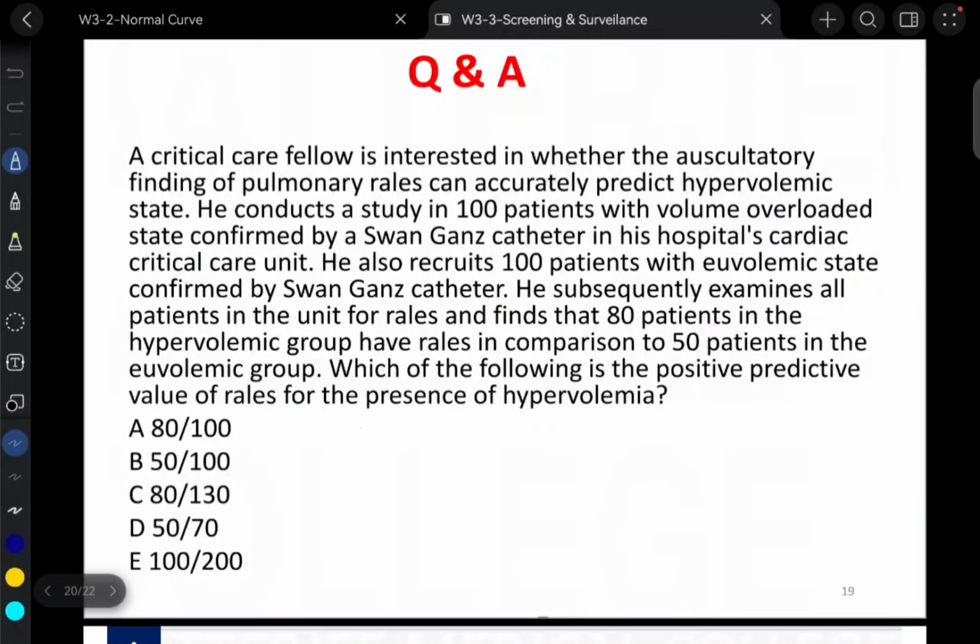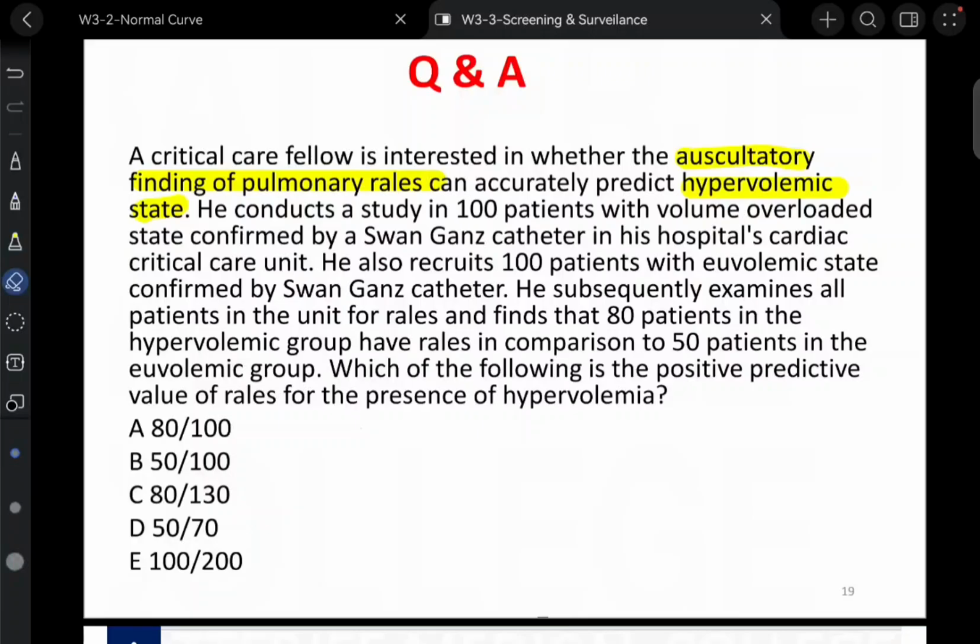It says here, a critical care fellow is interested in whether the auscultatory finding of pulmonary rales can accurately predict hypervolemic state. Let's just highlight that real quick. Hypervolemic state. So that's, let's say, the disease, I think. And the auscultatory finding of pulmonary rales is the test we're using, right?